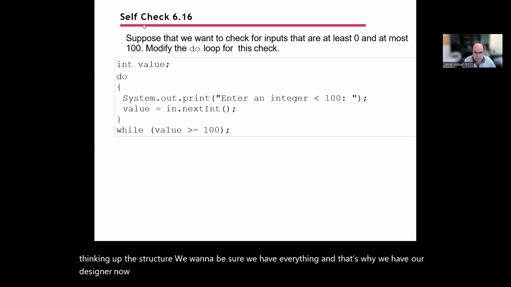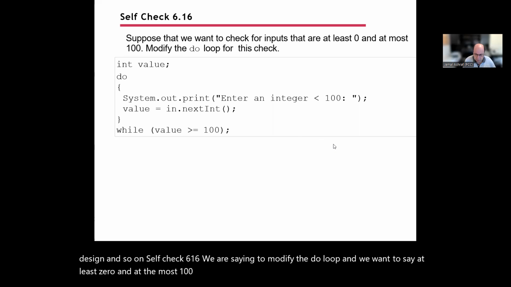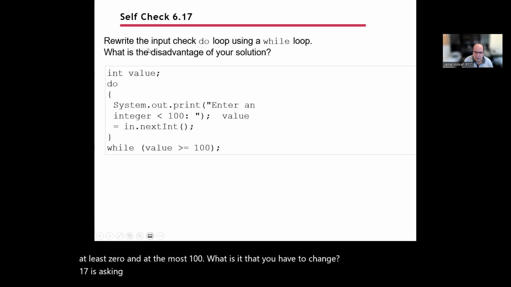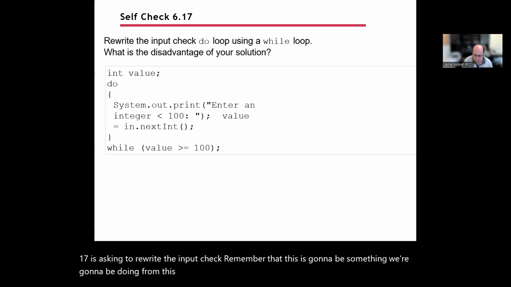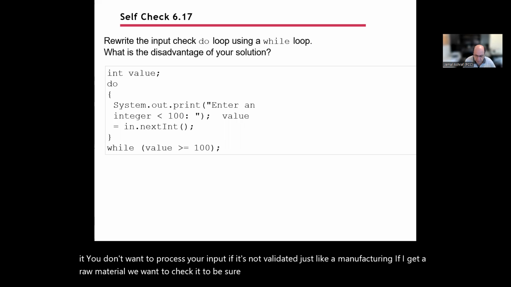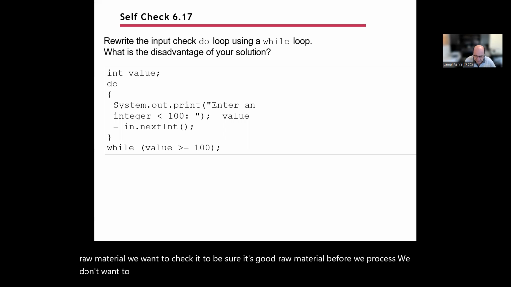So on self-check 6-16, we are saying to modify the do loop, and we want to say at least 0 and at the most 100. What is it that we have to change? The 17 is asking to rewrite the input check. Remember that this is something we're going to be doing from this point on: every time you receive an input, you want to validate it. You don't want to process your input if it's not validated. Just like in manufacturing, if I get a raw material, we want to check it to be sure it's good raw material before we process it. You don't want to go build a car and find out the material wasn't good.